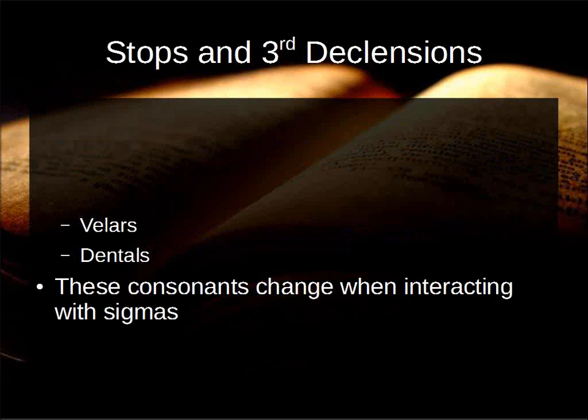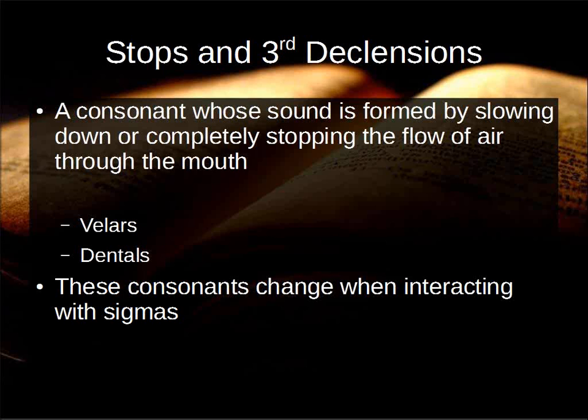All right, so let's talk about these stops then. Let's talk about the stops and the third declension. Ignore for a moment what I just did right there. They were supposed to disappear, and they didn't. So just don't worry about that right now. But let me explain to you what a stop is. A stop is a consonant whose sound is formed by slowing down or completely stopping the flow of air through the mouth. It obstructs the flow of air when you are saying these consonants. And there's three types: the labials, the velars, and the dentals.